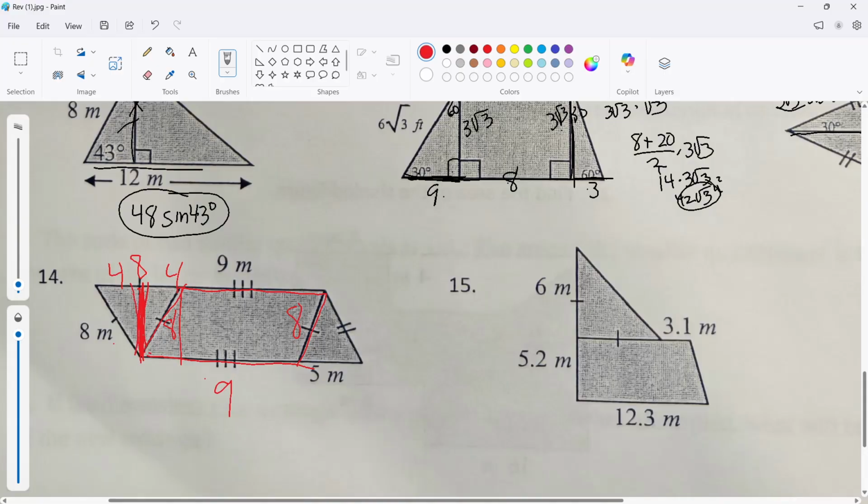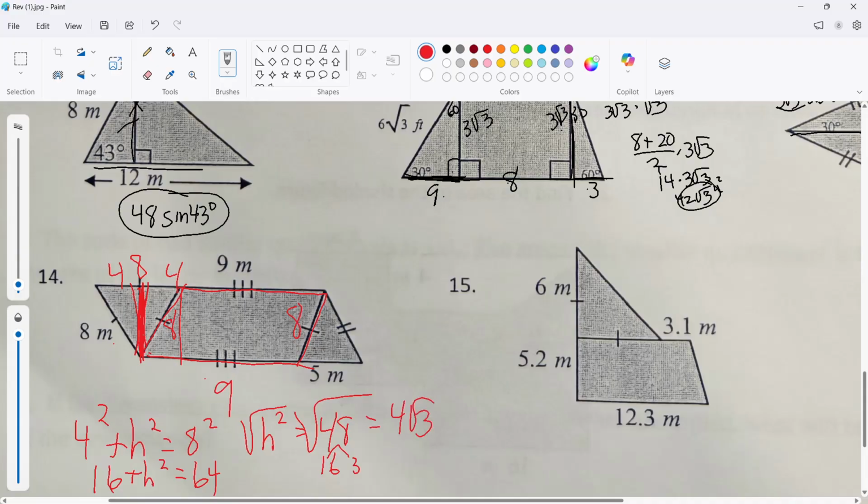I think I'm going to have to use the Pythagorean theorem, because that's 8. 4 squared plus height squared equals 8 squared. 16 plus h squared equals 64. h squared is 64 minus 16, which is 48, which is 16 times 3, and I'm taking the square root of both sides. Square root of 16 is 4, so 4 square root of 3 equals the height. So I know the height is 4 root 3. And so now I'm pretty much done.